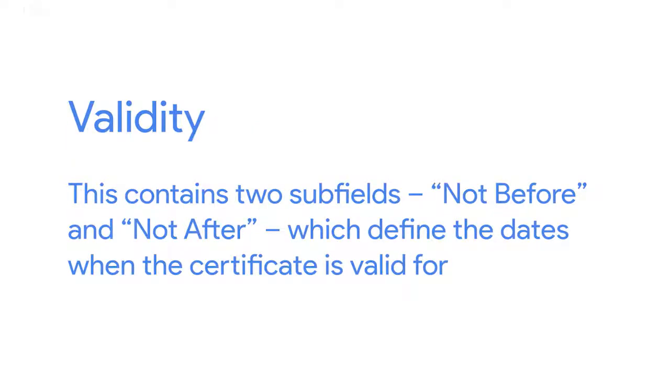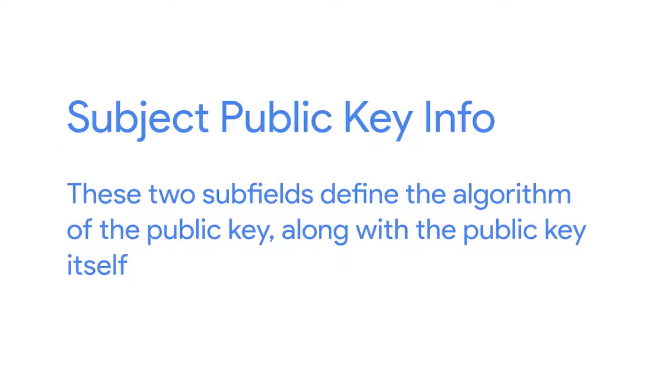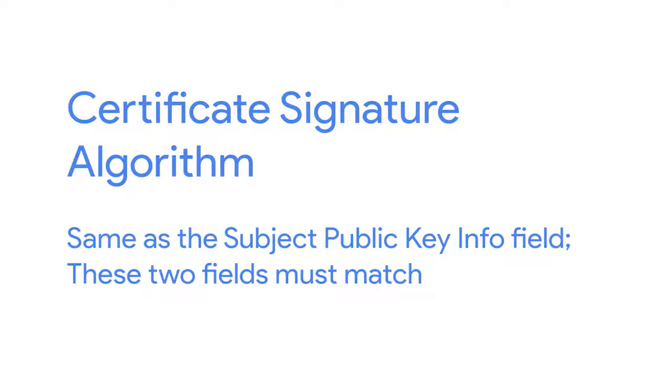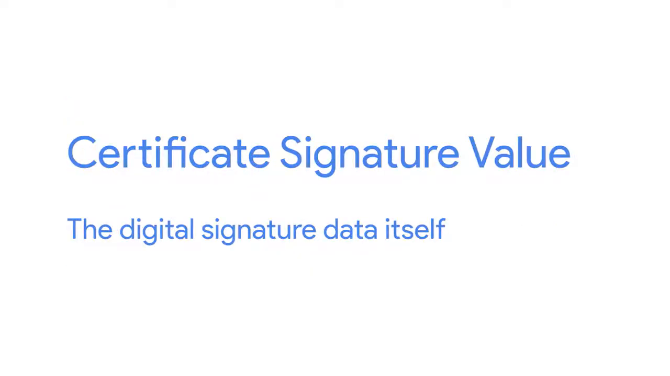Validity. This contains two subfields, not before and not after, which define the dates when the certificate is valid. Subject. This field contains identifying information about the entity the certificate was issued to. Subject public key info. These two subfields define the algorithm of the public key, along with the public key itself. Certificate signature algorithm. Same as the subject public key info field, these two fields must match. Certificate signature value, the digital signature data itself.